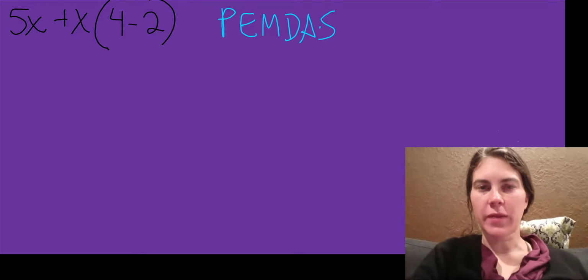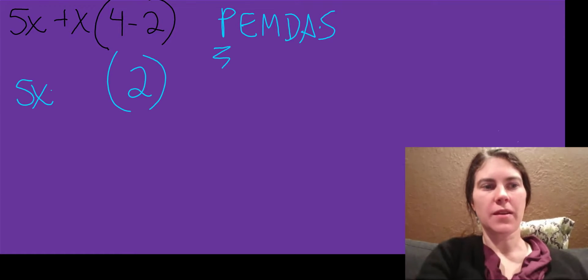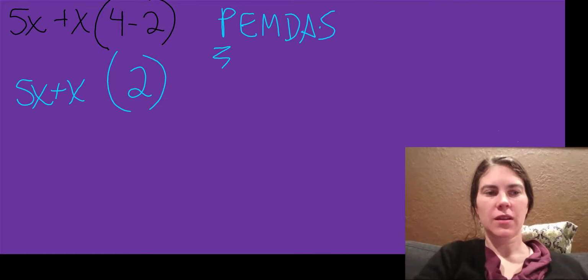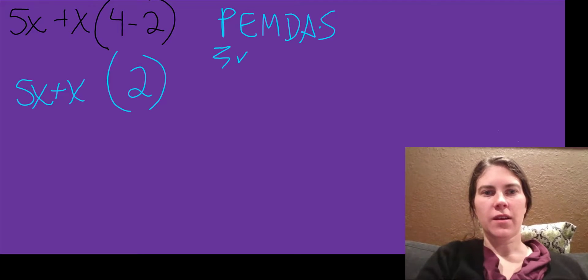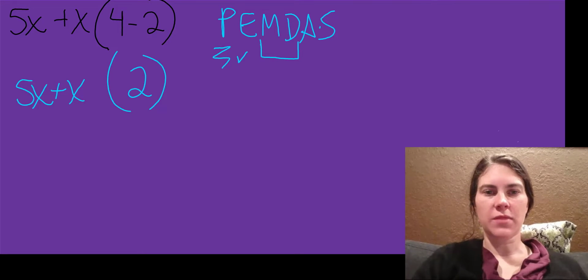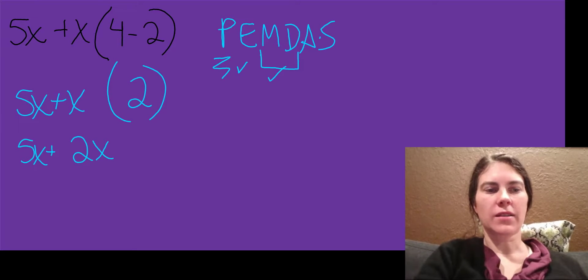The first thing I do when I follow PEMDAS is I do whatever's inside the parentheses first. In this case, 4 minus 2 is 2. I'm copying the rest just like it was. The next thing I do is exponents. There are no exponents. Multiply and divide are the same step of PEMDAS, and you do them left to right. The first time I see multiplying is right here. Parentheses, in this case, mean multiplying. This is 2x, because x times 2 is 2x.